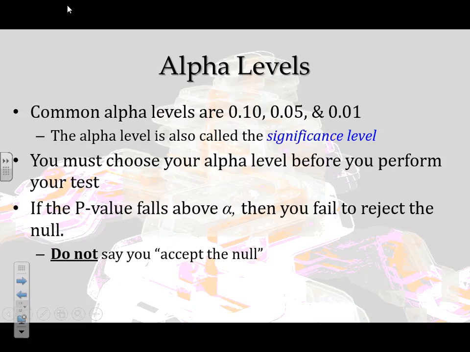So when you run these, our goal is to show it's false. And either we do or we don't. So we're never going to say the null is true. We can only say we found the evidence to say it's false, so we're going to go with the alternative, or we say we didn't find enough evidence to say it's false, so we continue to go with it. Okay? So we're not accepting it, we're just failing to reject it.